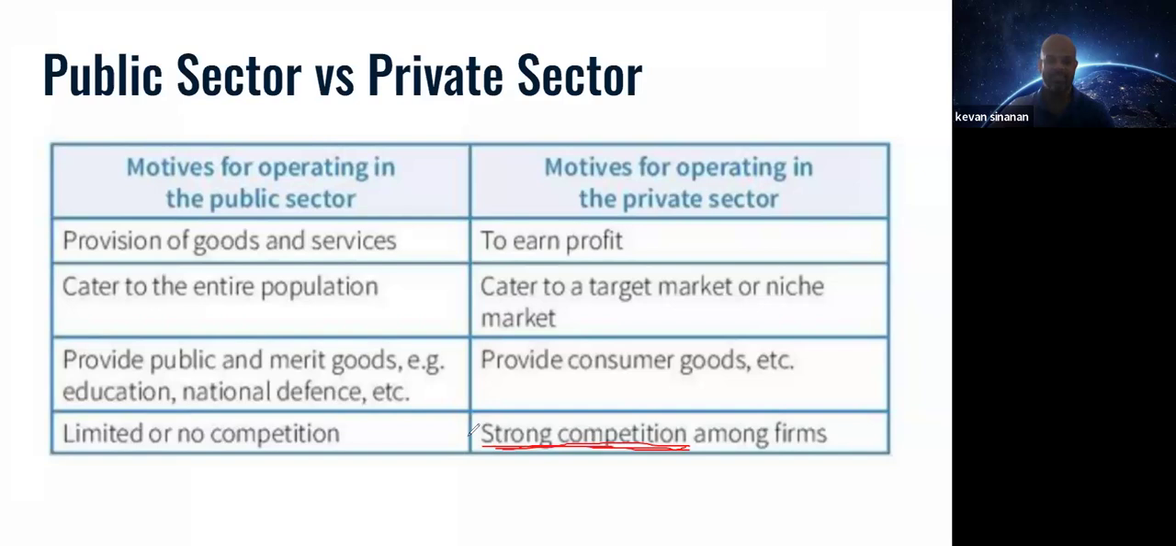Because they're all after the same market. And when everybody's after the same market, you have strong competition among firms. So when you see the term strong competition among firms, that basically means one doubles man on one corner, next doubles man two corners down. One grocery on one block, you'll definitely see another grocery on the next block. And so that is what strong competition among firms is.